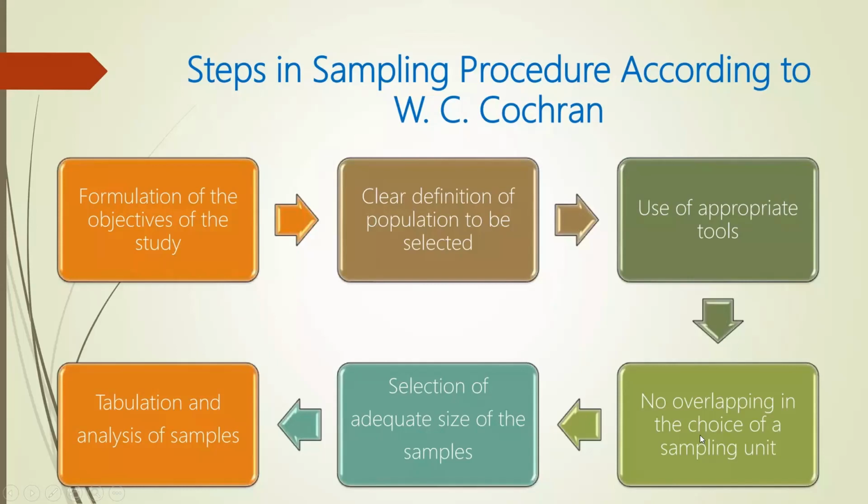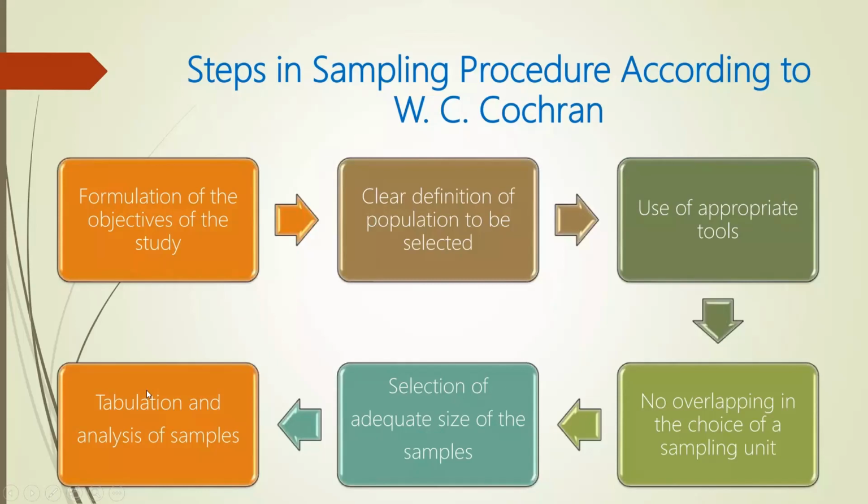Then, no overlapping in the choice of sampling unit. So I'm not going to repeatedly take the interview of the same person, right? I'm going to involve different people, different students, so that I can get maximum feedback and opinions about the teaching, right? Then the selection of an adequate size of sample. As I said, it should be at least 1/4, more than 1/4, it should be 2/4, but I must select that adequate size of the sample, right?